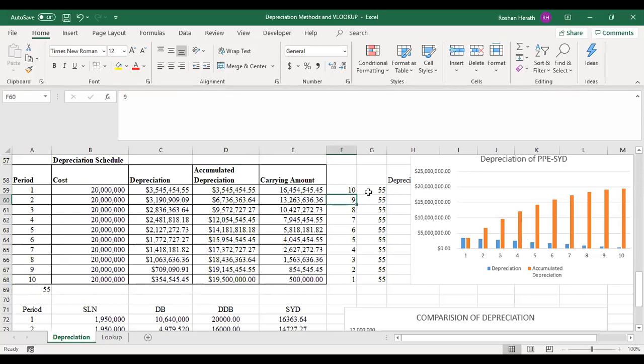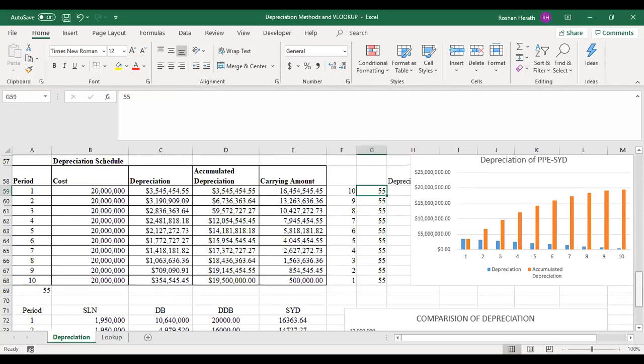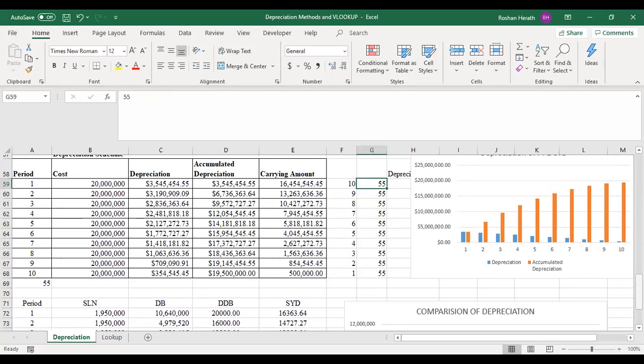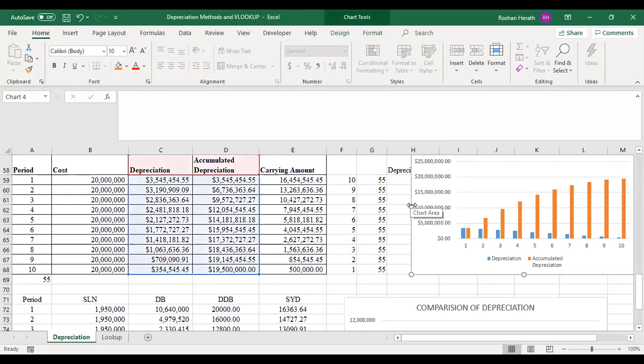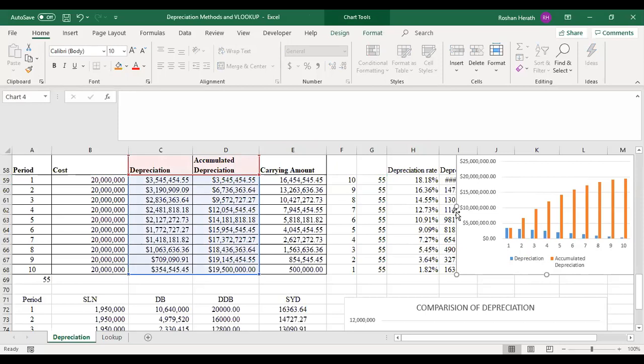Then when it comes to the depreciation, it's going to be 10 out of 55 for the first year, 9 out of 55 for the second year. Likewise, it goes on. And when it comes to this depreciation, what you need to consider is not the cost, not the carrying amount, but the cost minus the residual value, or the depreciable amount. The depreciable amount has to be taken. Then it's going to work, right? So it is another difference that you would experience.